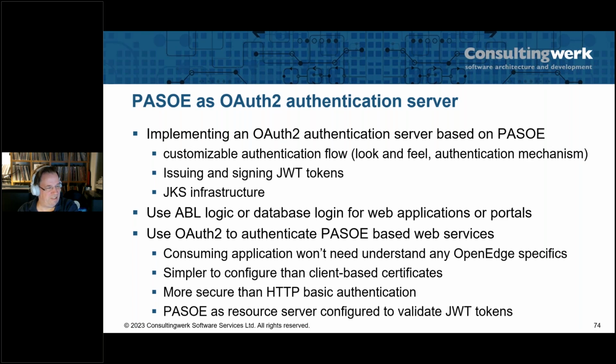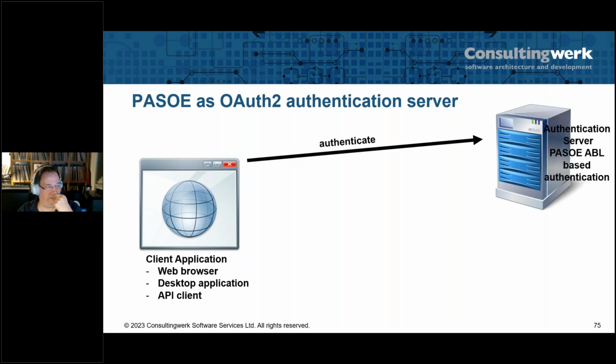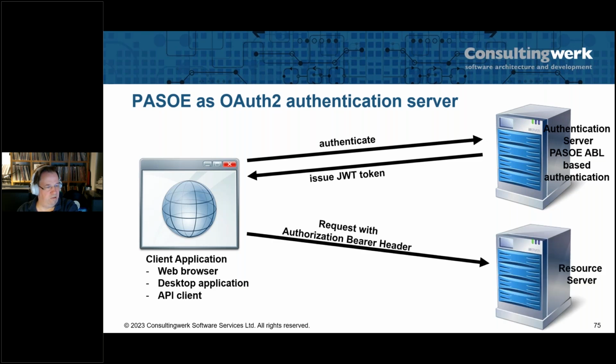It feels a little bit like something that the authentication gateway from OpenEdge should be doing, but as far as I know, it's not on the roadmap. So the flow would be like the diagram that Peter had earlier when he introduced OAuth2: a client application, which could be a web browser, an API client, or desktop application, authenticates against PASOE, gets the JWT token, and then calls either into the same PASOE or into a different PASOE with that JWT token as a bearer token in the authorization header.